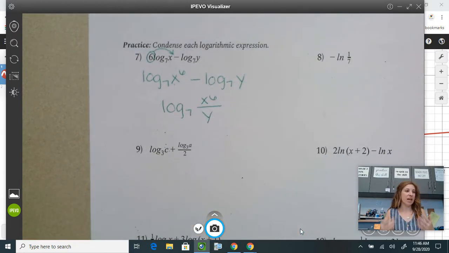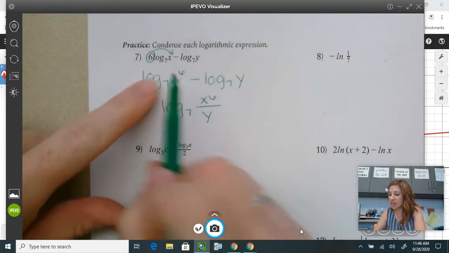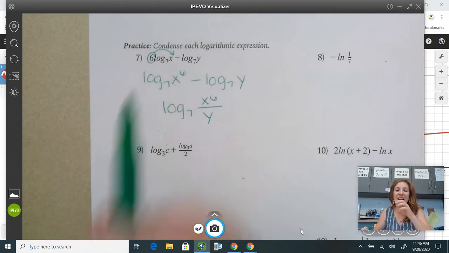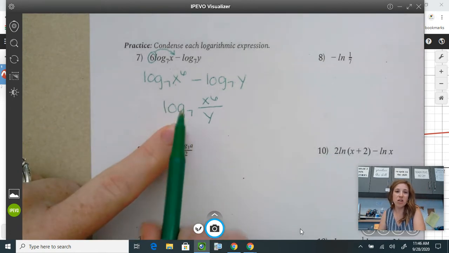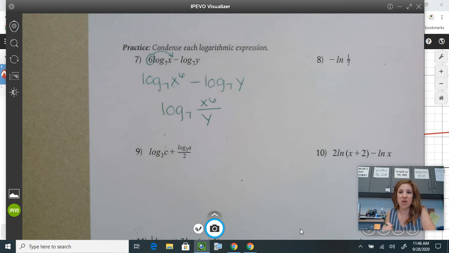So I know I am done when I am down to one single logarithm. I should only read log or ln once, one log of a base. Now, should I have multiple different bases? Different story. But if my entire problem starts in the same base, I should hopefully be able to condense down to a single log of that base.